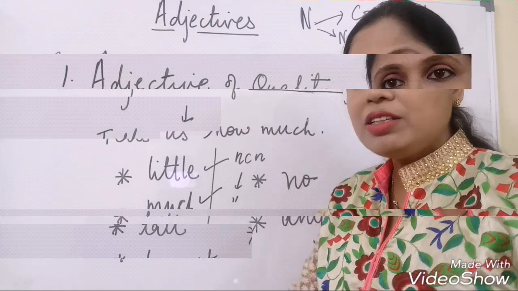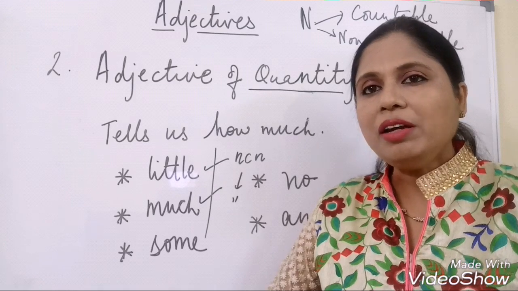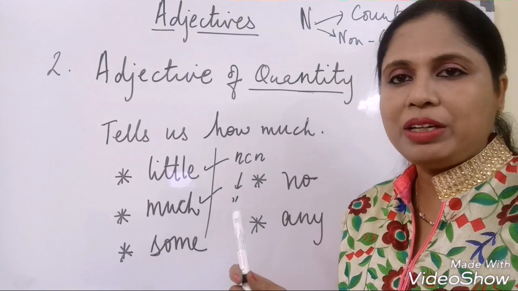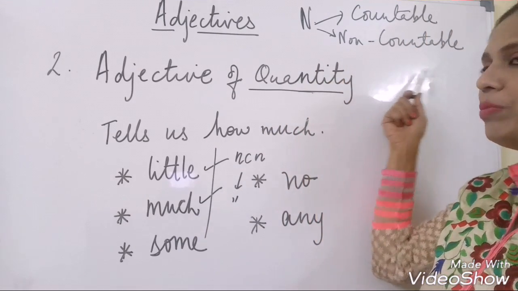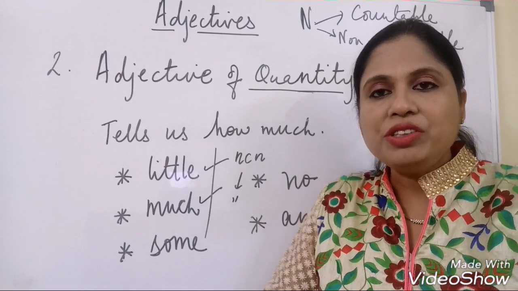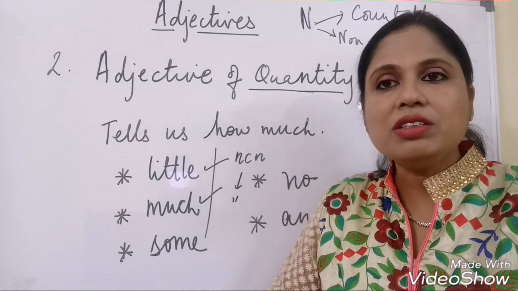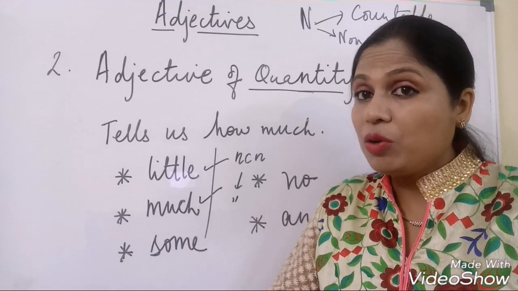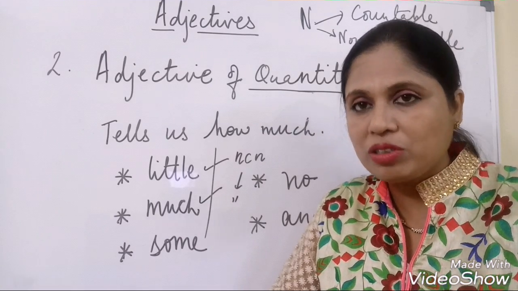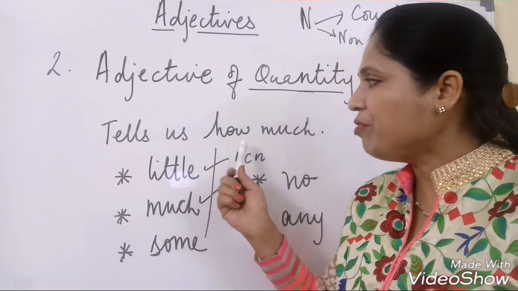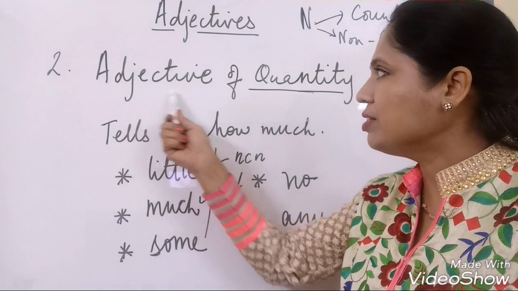Some adjectives are dependent upon the type of noun that they are modifying. Let me quickly revise the two main categories of nouns, that is countable nouns and non-countable nouns. Simply based on the division that if I can count a noun, it is countable, but if I can't count it, it is non-countable. So if I cannot count a noun, it cannot have a number, but it can definitely have some quantity.